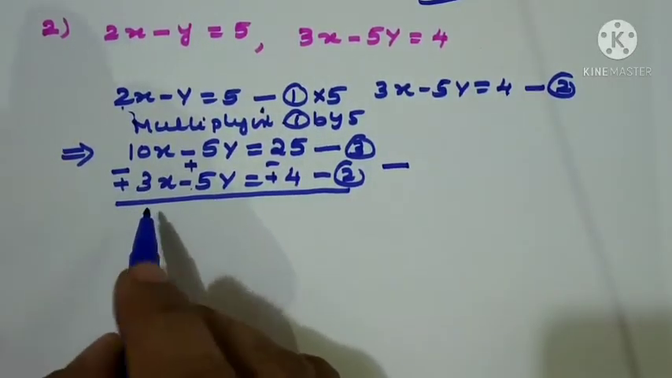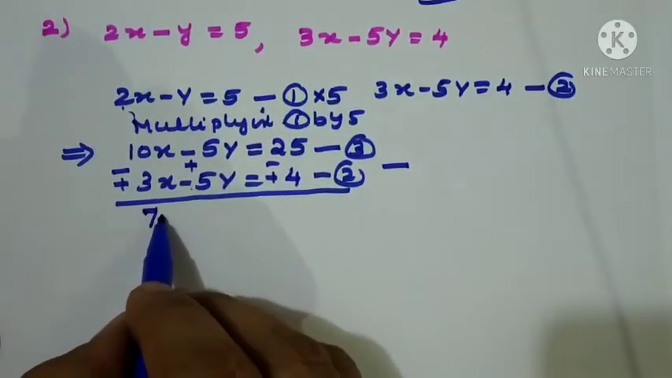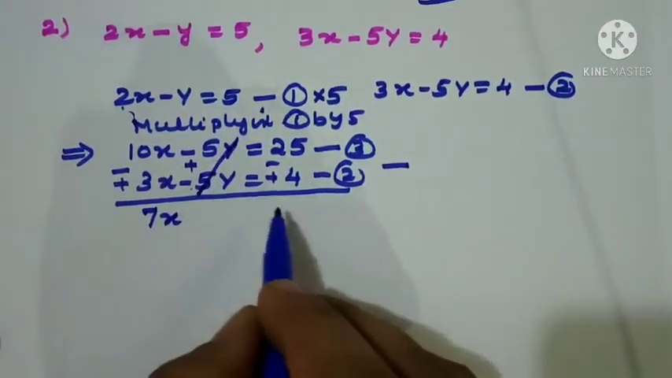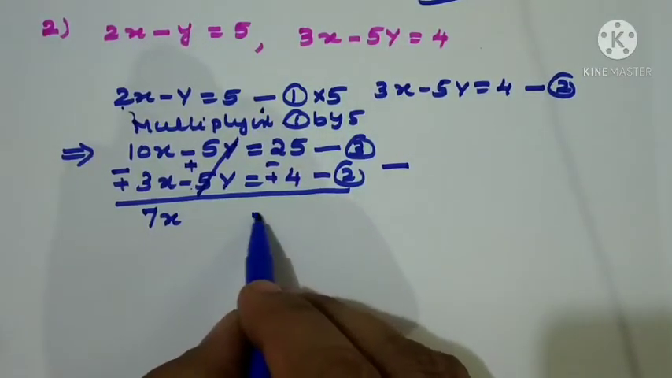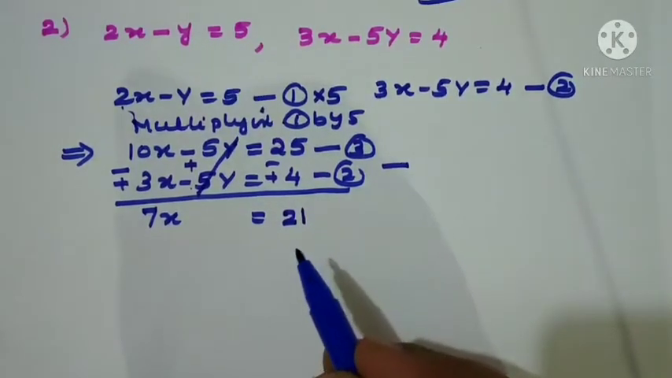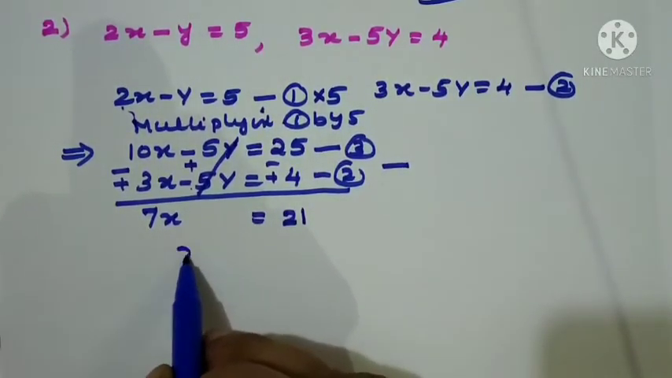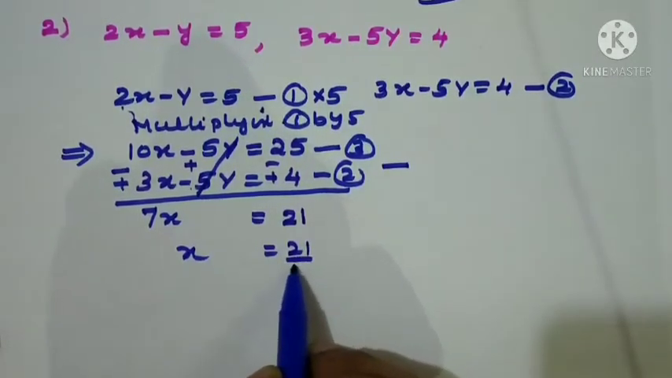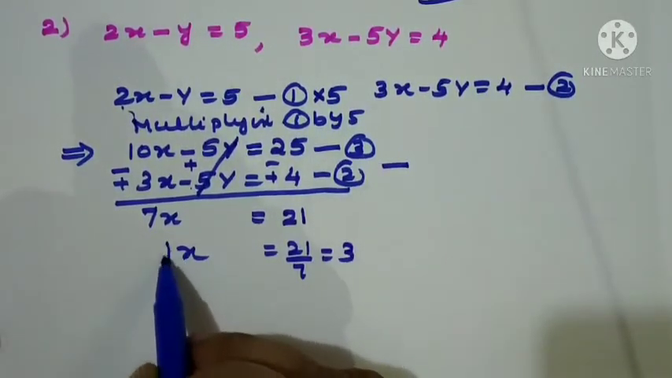Again minus became plus, plus became minus. So 10x minus 3x, it is equal to 7x. This will get cancelled, and 25 minus 4, it is equal to 21. So what is x now? This implies x equal to 21 by 7, which is equal to 3.